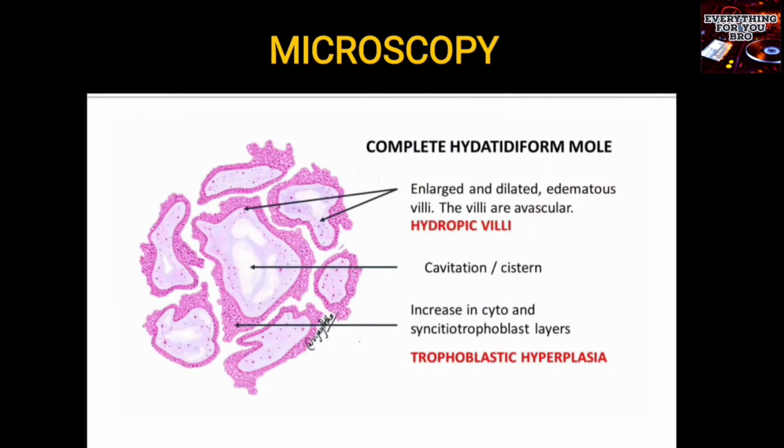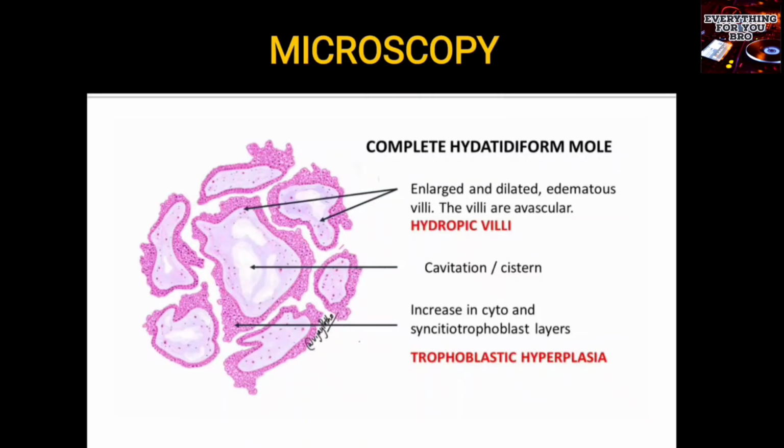Coming to the microscopy, I have already told you the basic requirement to call it a hydatidiform mole: there should be dilated villi and there should be trophoblastic cell proliferation. So this is what you are able to appreciate. These are dilated, enlarged, edematous villi, and these villi are avascular. There is no vasculature. Avascular villi are hydropic villi. Second, there will be cistern formation within the villi. And the third is an increase in the cyto and syncytial trophoblastic cells.